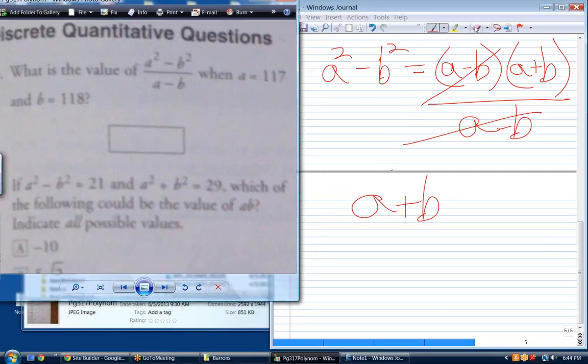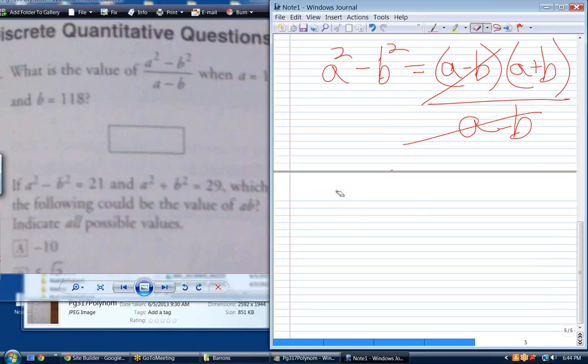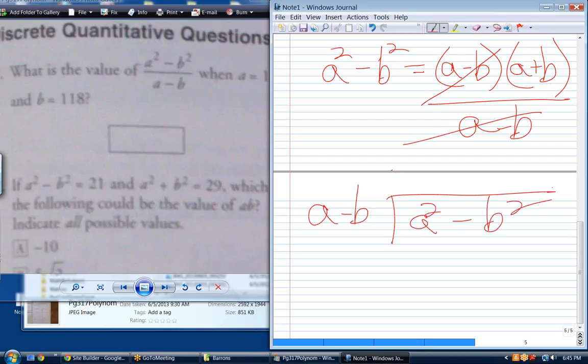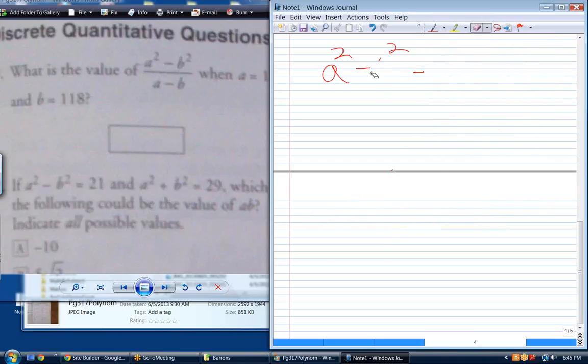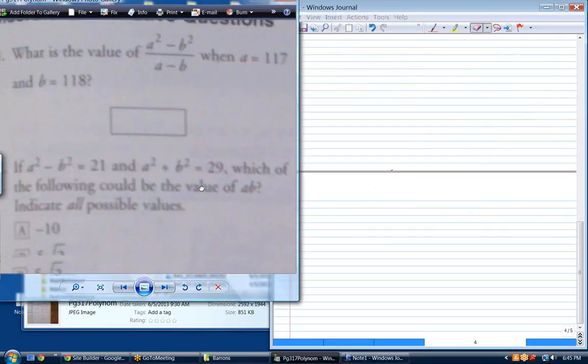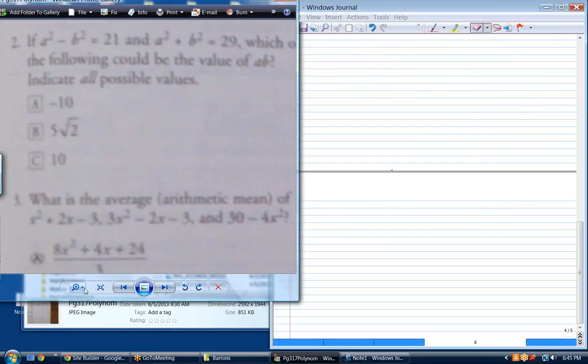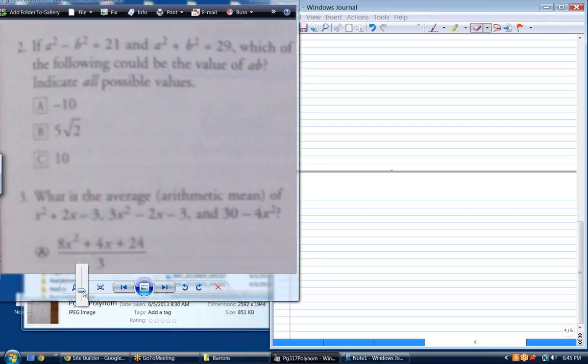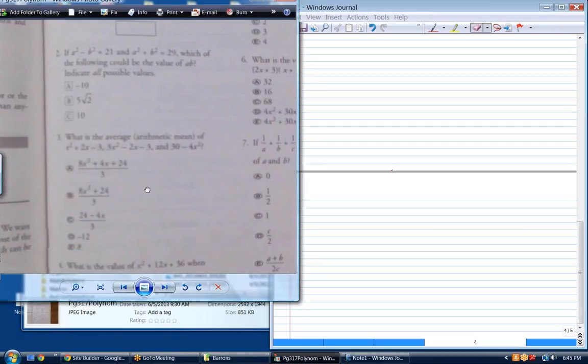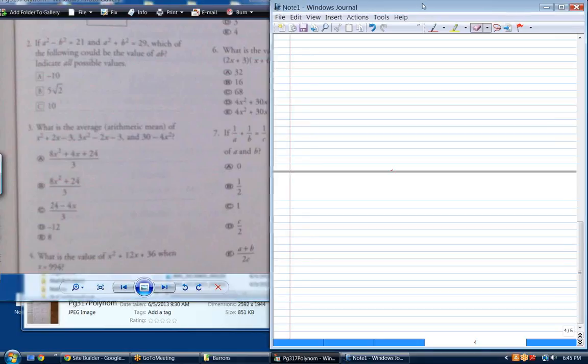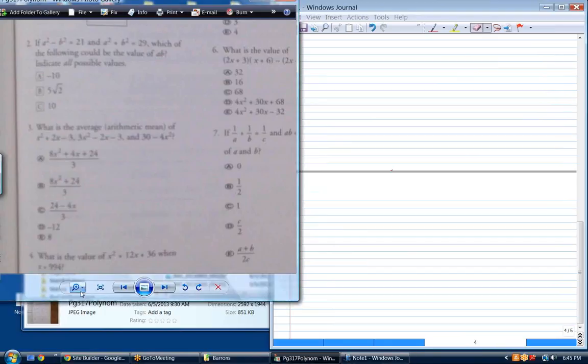But doing long division would have been incredibly difficult if I had tried to do it that way. They don't intend for you to do it that way either. I'm not even sure I know how to do that division, but it comes out to a plus b. Now let me make this just a little smaller. Hold on, I'm all screwed up here. Got to use my cursor to make this smaller.